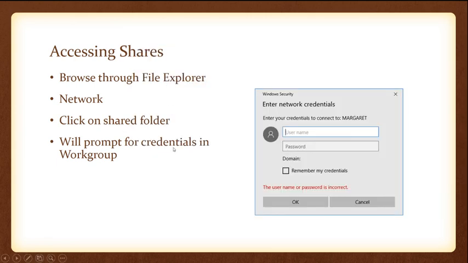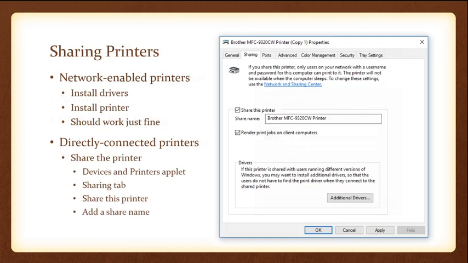Some of them will prompt for credentials if it's a work group, so you'd have to identify your username and your password, but then after that, you can click remember my credentials and you wouldn't have to do that anymore. But that's a way for you to access it. You would go through File Explorer, click on Network, find the user that you're sharing it with, and find the shared folder. And then again, put in the credentials if you need to.